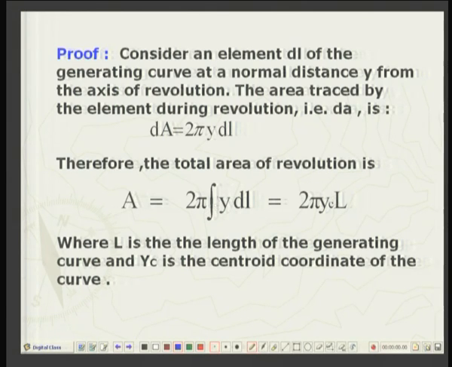Now, this is the definition, if you recall from lecture 10, of the y coordinate of the centroid of the generating curve. So this integral will be equal to yc into L. So, the total area of revolution will be 2 pi into yc into L, where L is the length of the generating curve and yc is the y coordinate of the centroid of the curve. Okay.